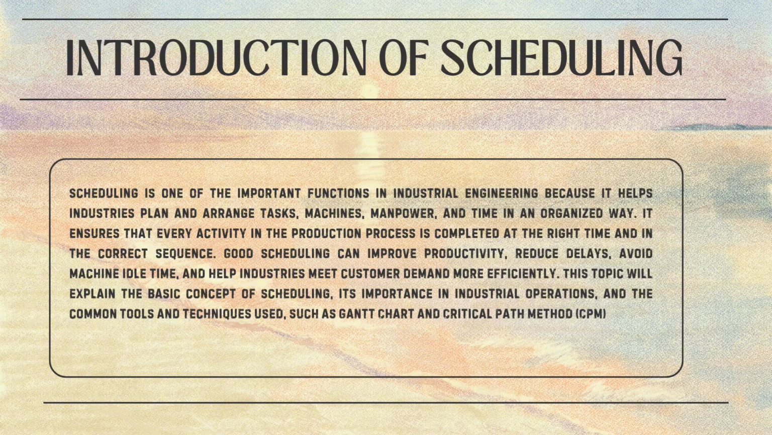It ensures that every activity in the production process is completed at the right time and in the correct sequence. Good scheduling can improve productivity, reduce delays, avoid machine idle time, and help industry meet customer demands more efficiently. This topic will explain the basic concept of scheduling, its importance in industrial operation, and the common tools and techniques used, such as Gantt chart and critical path method.